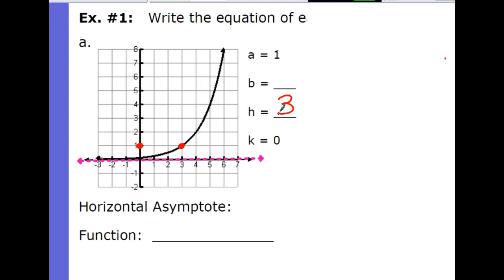How do you figure out the B? You go 1 to the right and count this distance, not from the key point, but from the asymptote.